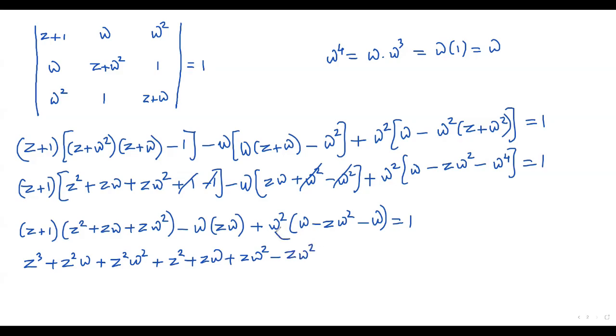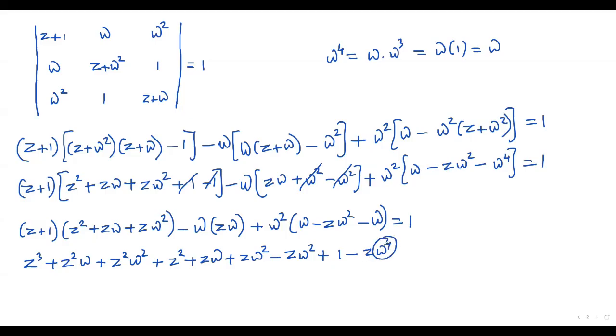Now I can distribute this omega square to all the terms inside the parenthesis over here. When I distribute this positive omega square to this omega, I'm getting positive omega to the third power. But we know that omega cube equals 1, so we can write 1 instead of omega cube. When I multiply this positive and negative, I'm getting negative omega square. When I multiply this omega square and this z omega square, I'm getting z times omega to the fourth power.